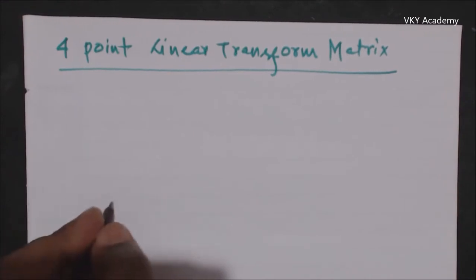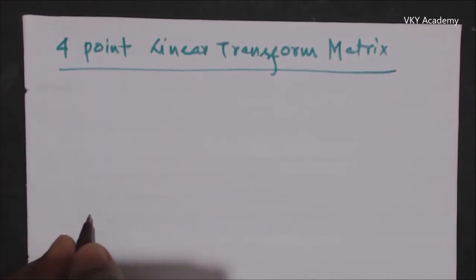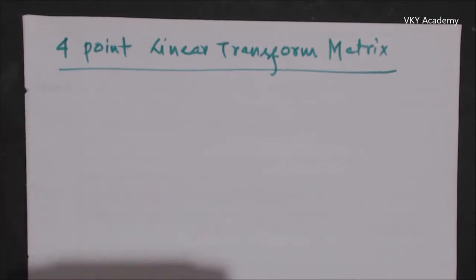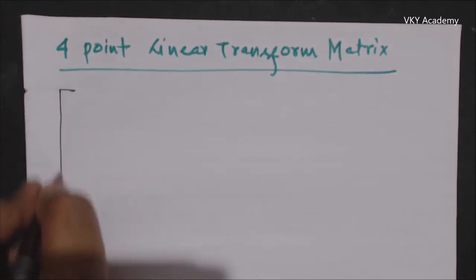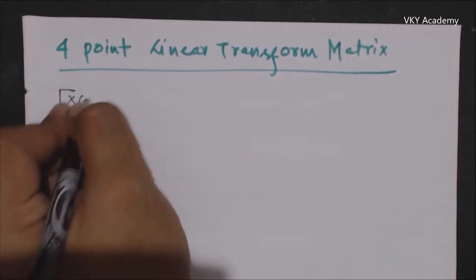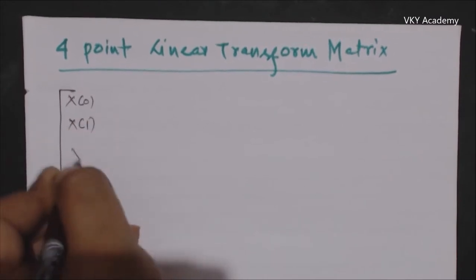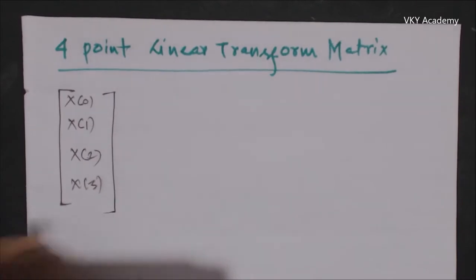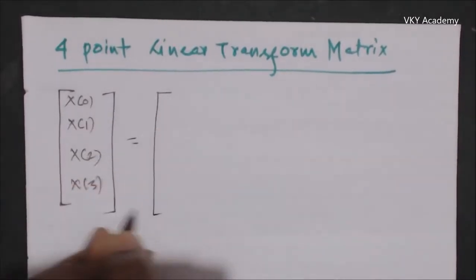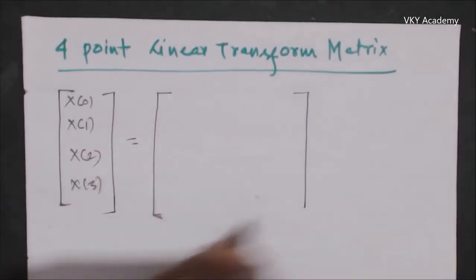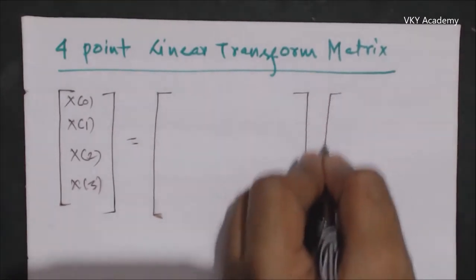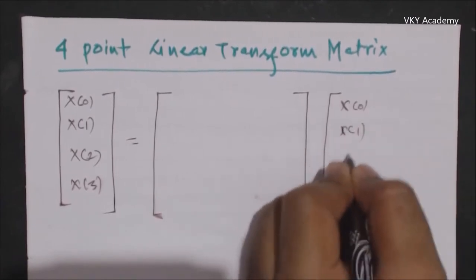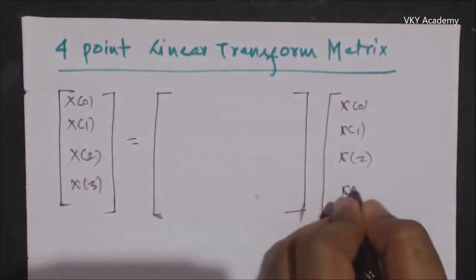Now let us draw a 4-point linear transformation matrix. For a 4-point linear transformation matrix, the output will have 4 samples and the input will also have 4 samples. So the output we can write like this: capital X of 0, capital X of 1, capital X of 2, capital X of 3 is equal to, this is my W matrix and this is my input, small x of 0, small x of 1, small x of 2, small x of 3.